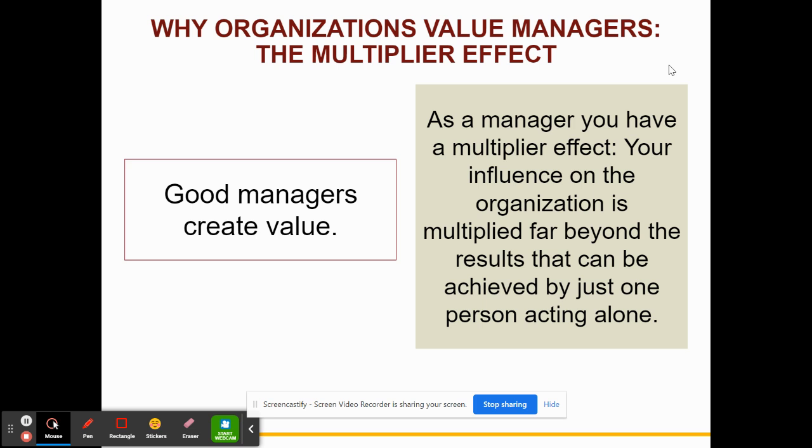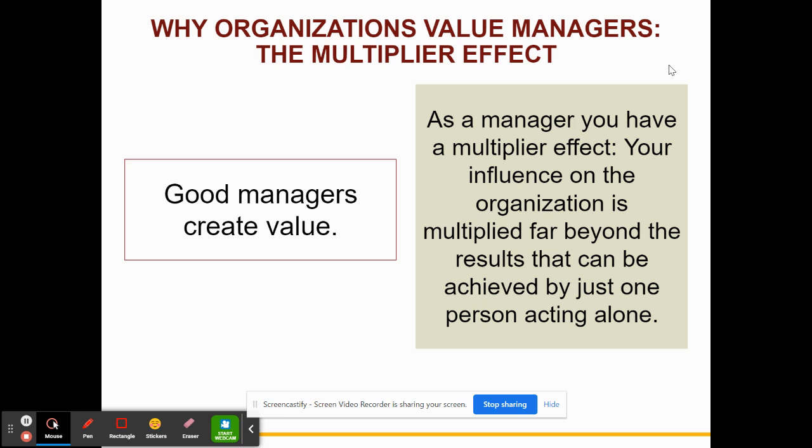Why do organizations value managers? The multiplier effect. Good managers create value within their organization. As you can see there to the right, as a manager, you have a multiplier effect. Your influence on the organization is multiplied far beyond the results that can be achieved by just one person acting alone.